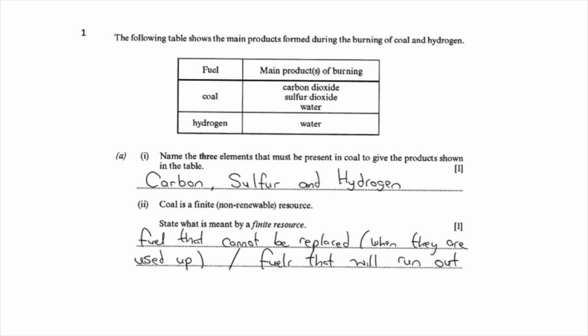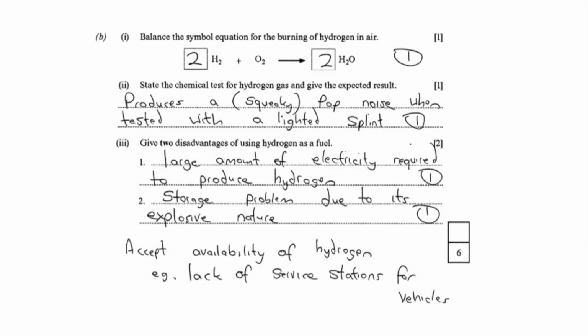Now part 2 is asking you what is meant by a finite resource. So if you said it's fuel that cannot be replaced when they're used up, or fuels that will run out, that would get you the mark. So there's 1 mark for that. So now let's look at part B.